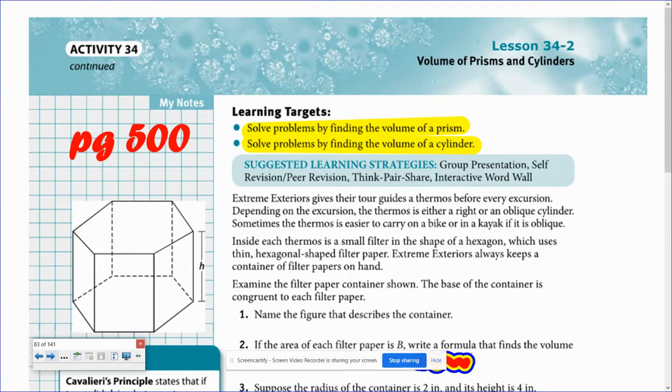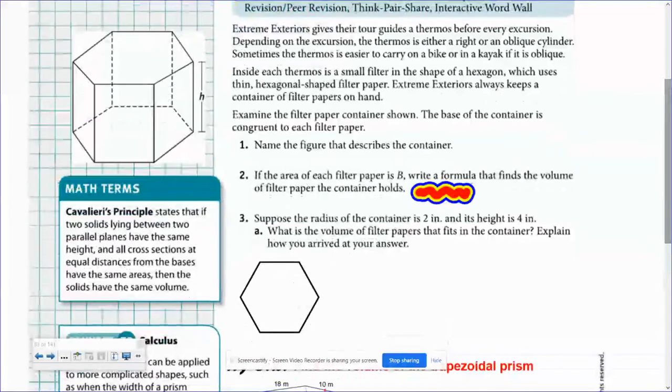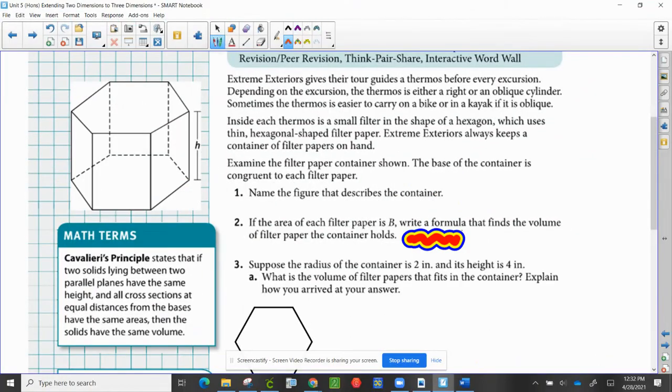Okay, so we're not going to really deal too much with the context of this situation, but we're going to be looking at this hexagonal pyramid here, this six-sided figure for our base with a height h. Okay, so name the figure that's described in the container. Well, I kind of just did that for us. Okay, we know since our base is a hexagon, we have a hexagonal, and since our sides are all rectangular, we know that is a type of prism. So this is a hexagonal prism that we have here.